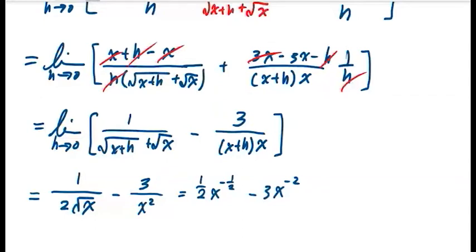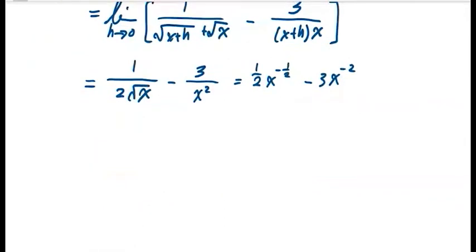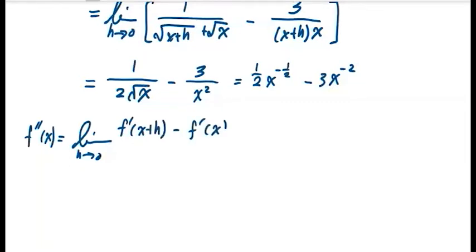Any questions so far? What's scary is we have to find the derivative of this now. Oh boy, let's suck it up and do it. So f double prime of x is equal to the limit of h approaching 0 of f prime of x plus h minus f prime of x, over h. Exactly the same idea, you just do it twice. Now this thingy, oh my god, this is hideous.